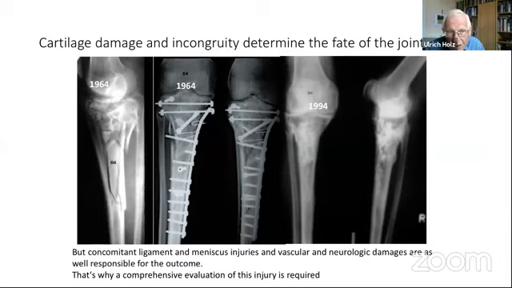But in those days, our ideas of approaches, and our ideas of the complexity of the surface of such a plateau fracture, were not yet developed in the way they should be, because the cartilage damage and the incongruity basically determine the fate of the joint. Additional injuries like meniscal injuries and vascular injuries are also responsible for the outcome.